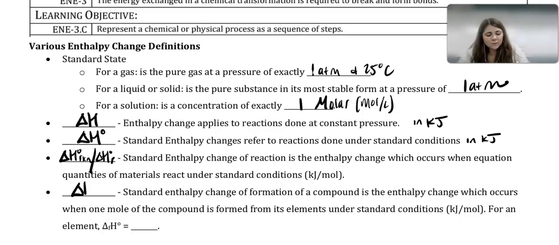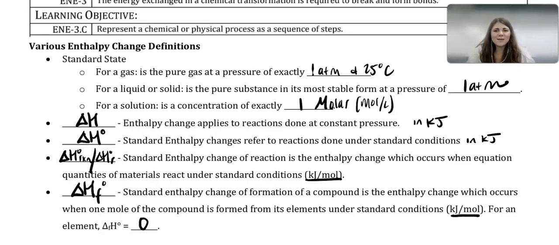And then lastly, we have delta H formation. It could have the naught, here we'll put standard. Again, this is the enthalpy change which occurs when 1 mole of the compound is formed from its elements under standard conditions. This will also be in kilojoules per mole. And we know that a delta H formation for an element will be 0.